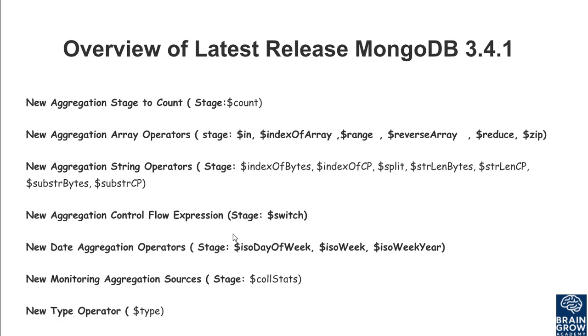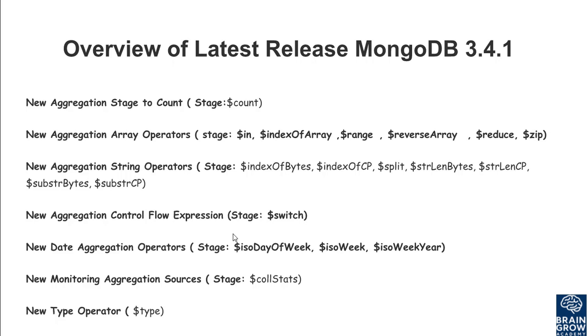The next one is new aggregation for array operations. So it will have the in operation, array index of array, range, reverse array, reduce, and zip. We'll see in detail when we discuss. Okay, for now, reverse array, zip and reduce have been added to this functionality.